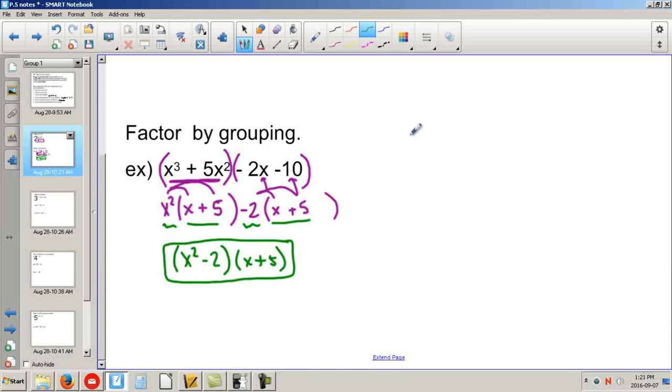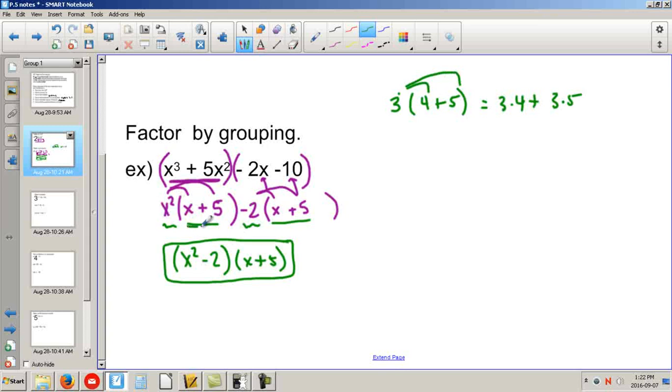I'm going to show you real quickly what this looks like. If you think of it like this, let's say I have 3 times 4 plus 5. This problem can be written as 3 times 4 plus 3 times 5, right? So this is called distribution, right? So think about it like this.